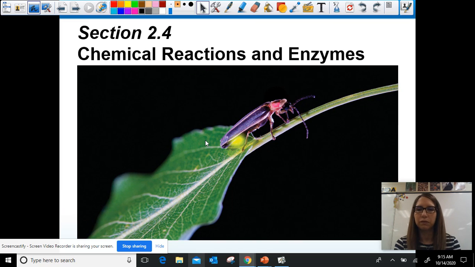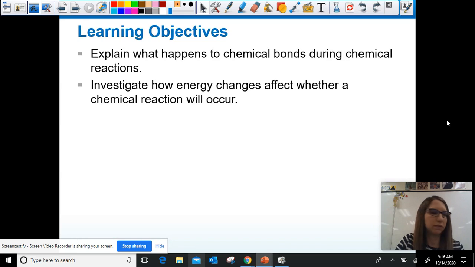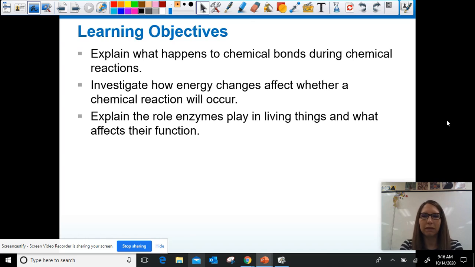So section 2.4, put down the heading for me, section 2.4, chemical reactions and enzymes. And what we're looking at here is a firefly, right? And how they light up in the evenings, which they do behaviorally for lots of different reasons, but that is an example of a chemical reaction. And so that's something we're going to look at here as one example of chemical reactions as they occur in living things.